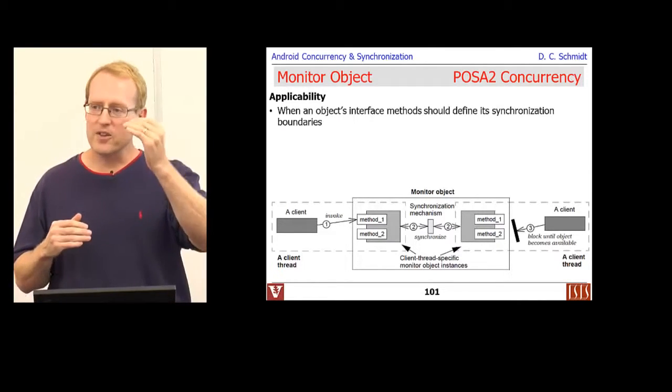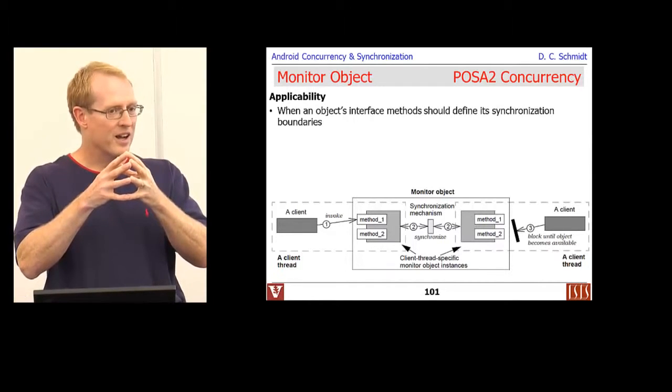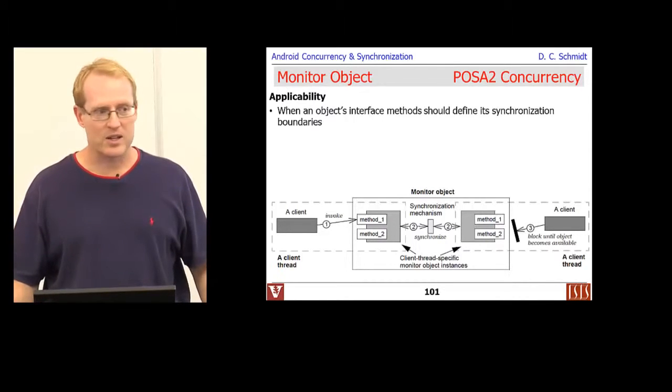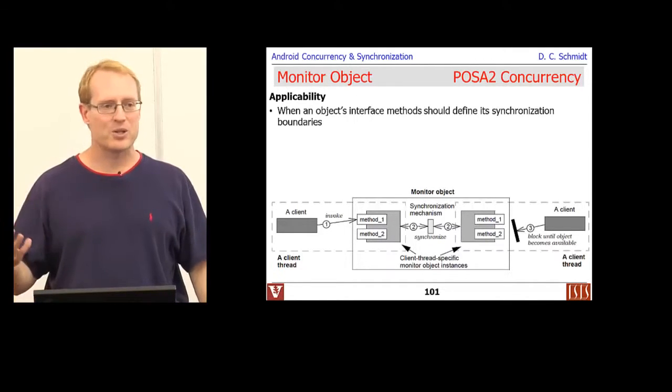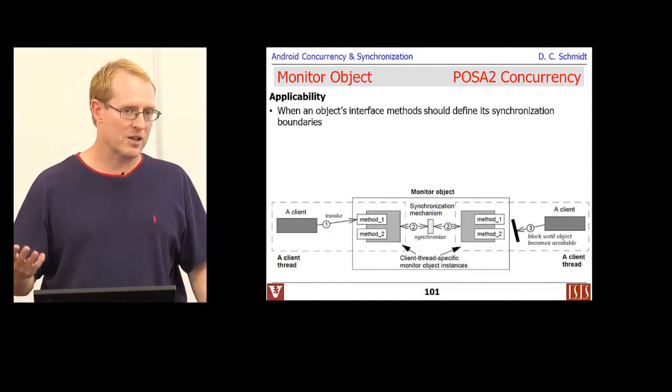So you want the method call, when you call a method, to be the boundary of synchronization. There are other ways of defining synchronization as well. The method call doesn't have to be the boundary. There are other languages that have different styles of concurrency where the method call isn't necessarily the boundary.